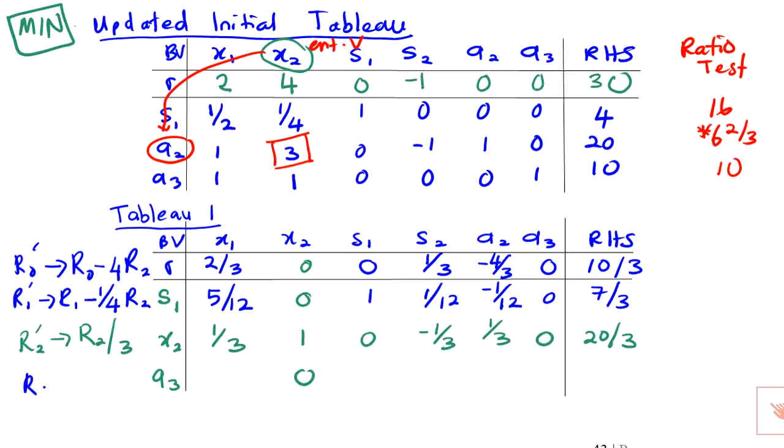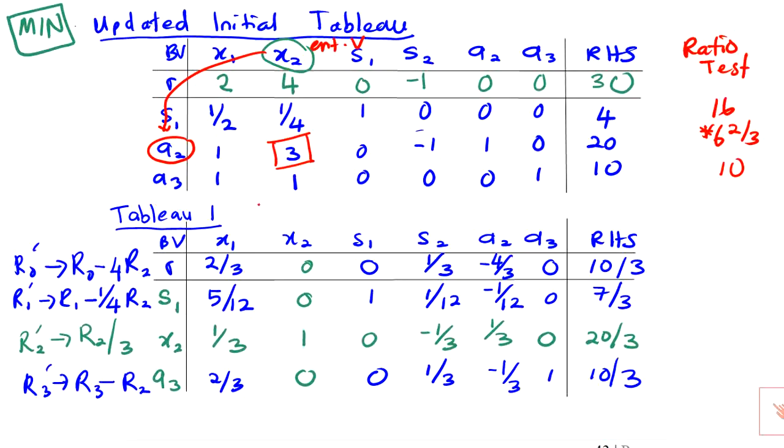Row 3, row 3. So here positive 1, therefore here negative 1. 2 over 3, 0, 0, 1 over 3, negative 1 over 3, 1, 10 over 3. So this is Tableau 1.